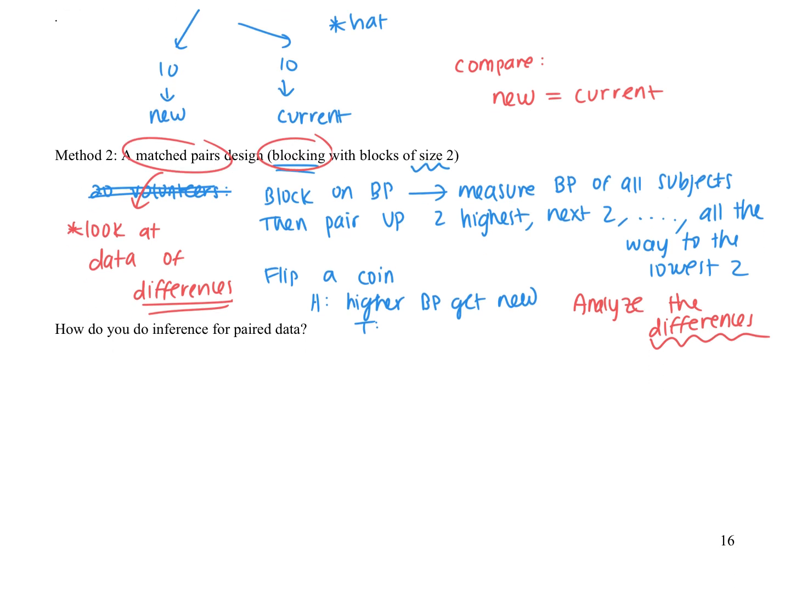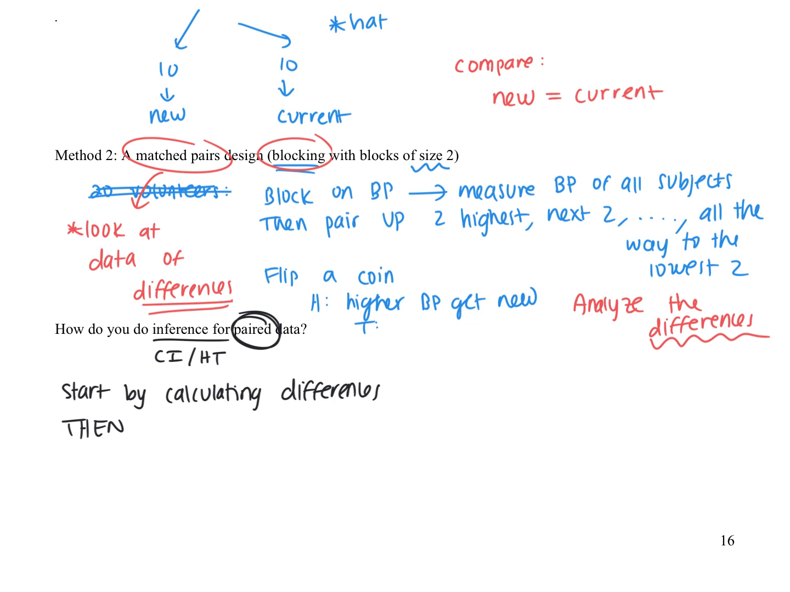We're going to write down one more thing and then we'll be done. So how do we do inference? When it says inference, that just means a confidence interval or a hypothesis test. So how do we do an inference? How do we do a confidence interval or a hypothesis test for paired data? Like in this case where we're pairing the men together. We start by calculating the differences. Then, after we have the differences, we do a one sample T procedure for those differences.